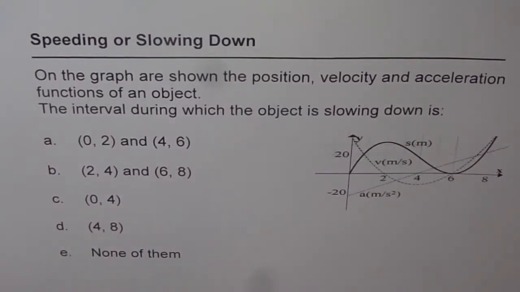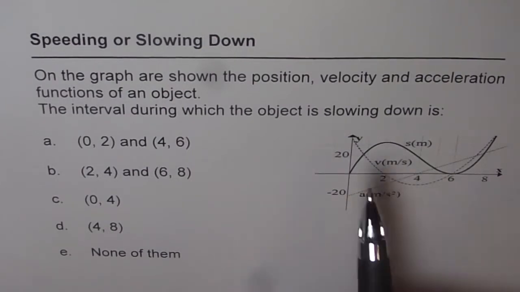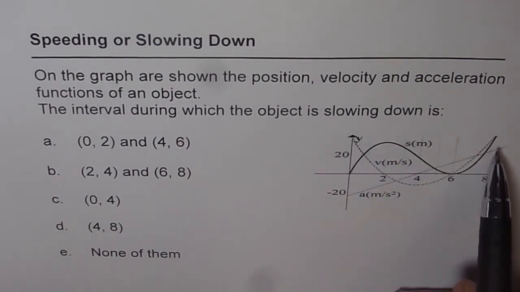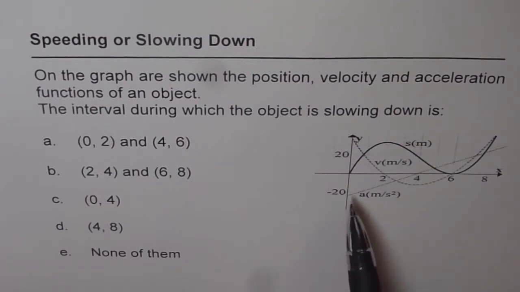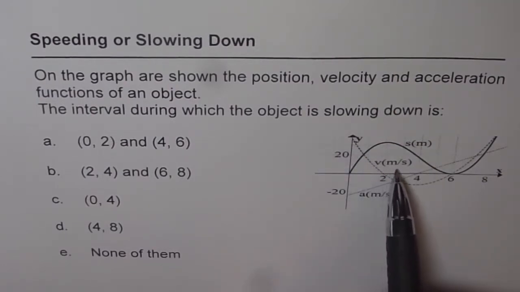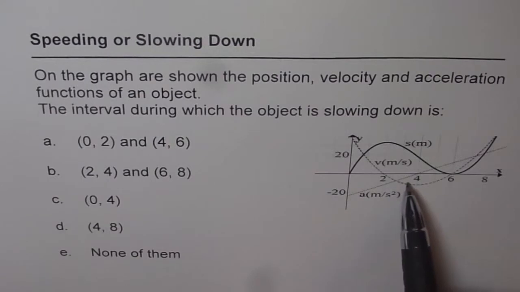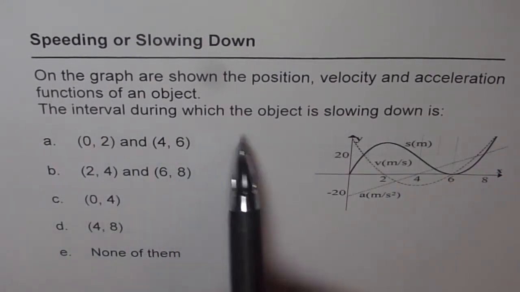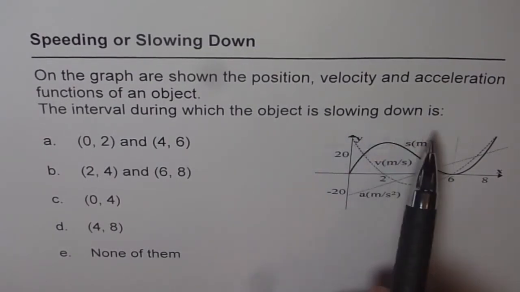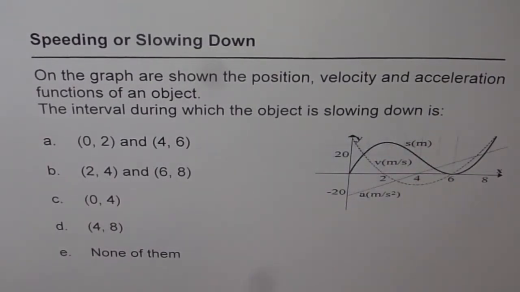Speeding or slowing down? Here is an excellent question which helps you to understand the concept. On the graph are shown the position, velocity and acceleration functions of an object. So this is the graph for you, where the bold line is position, s in meters, and then we have velocity in meters per second, and then acceleration, a straight line. Now you need to find the interval during which the object is slowing down, and you are given 5 options.